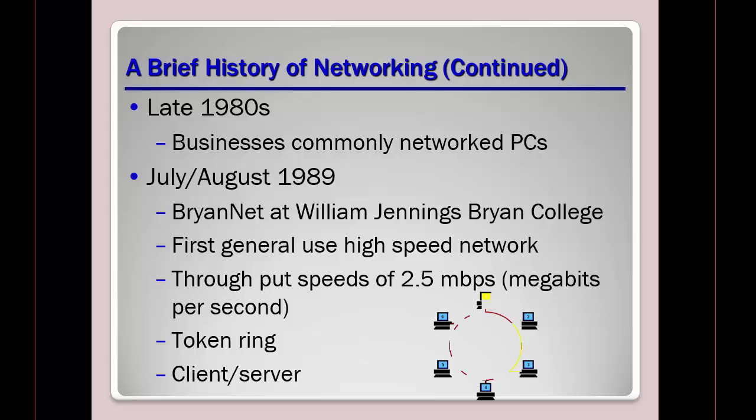And the way that was done in BryanNet at Bryan College, the first general use of a high-speed network, the throughput was 2.5 megabits per second. So what are you getting now? Well, through broadband, you can get upwards of 100 megabit per second internet connection.